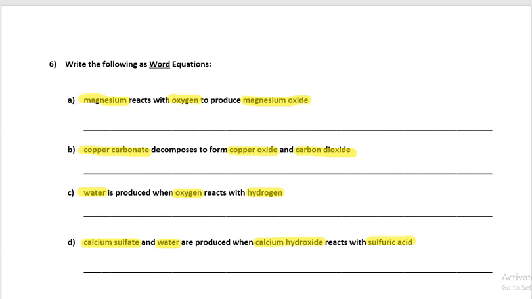So then all you've got to do is decide which are the reactants and which are the products. So we might go here, we've got magnesium reacts with oxygen. So that tells me that these two are actually the reactants. Reacts with is a clue that those are the reactants. And then it says to produce, so the to produce tells me this is the product.